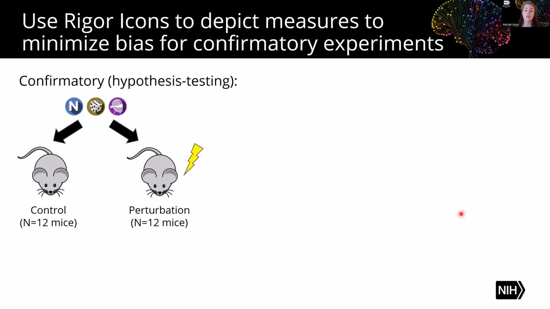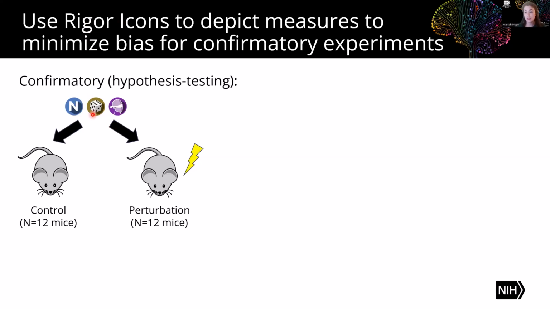Here, I'm showing the experimental schema where Rigor icons have been added at the appropriate steps. You performed a power calculation and determined that the sample size of 12 mice per group was needed in order to be adequately powered to see a meaningful difference between groups for your behavioral task.